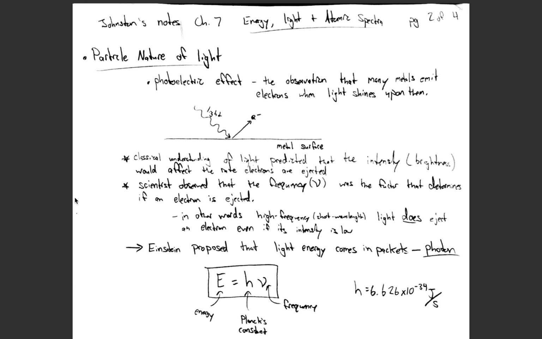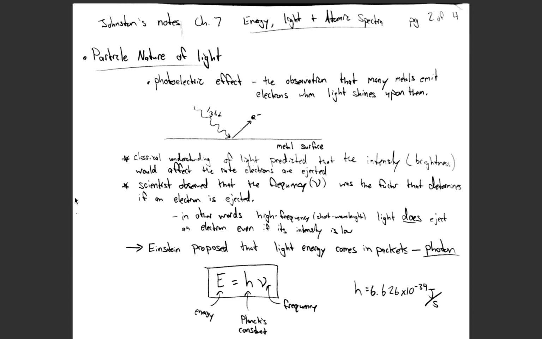The classic understanding of light predicted that the intensity or the brightness would affect the rate that the electrons are ejected. In other words, if you shine a brighter light, then the expectation was that more electrons would be ejected. However, scientists observed that it was the frequency, not the brightness, but the frequency that was the factor that really determined if an electron is ejected.